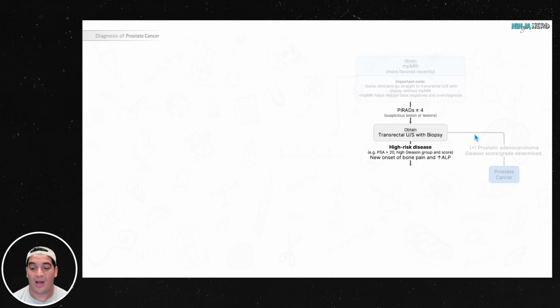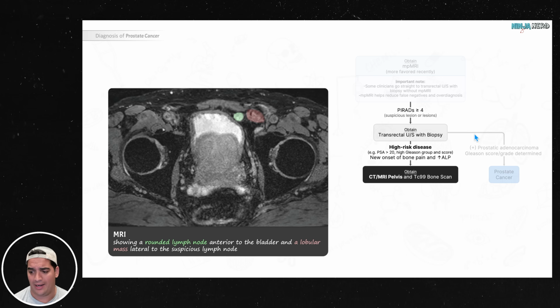Is it involved in the pelvic lymph nodes? Those are something I would definitely consider. So if you have a lot of bone pain, suggestive of metastatic disease, if you have a super elevated PSA level, or if your Gleason score grade is at the highest point, you should probably get a CT or MRI of the pelvis. One of the two.